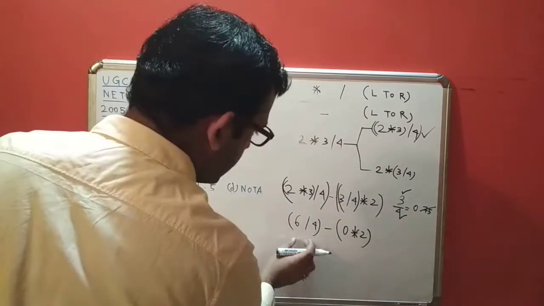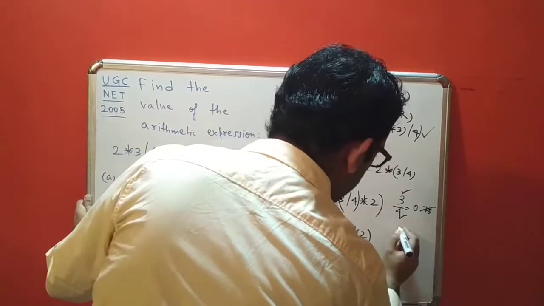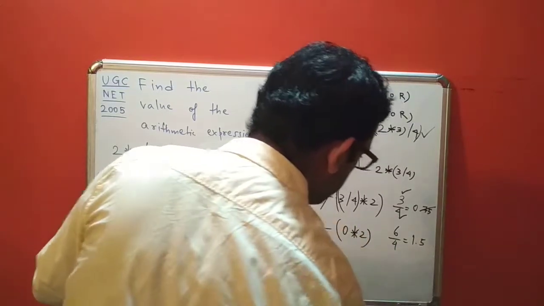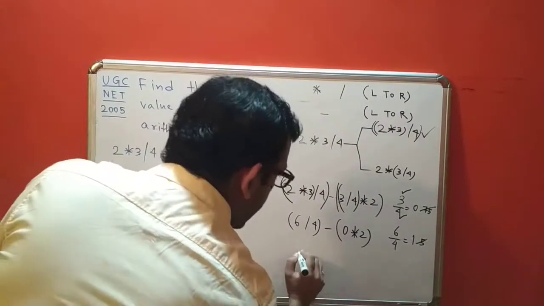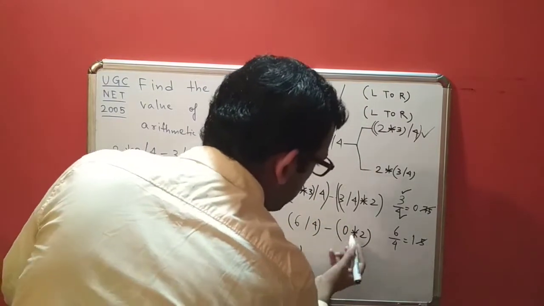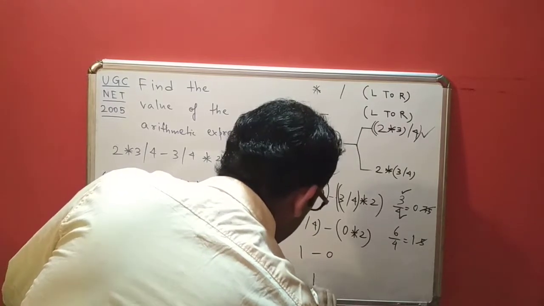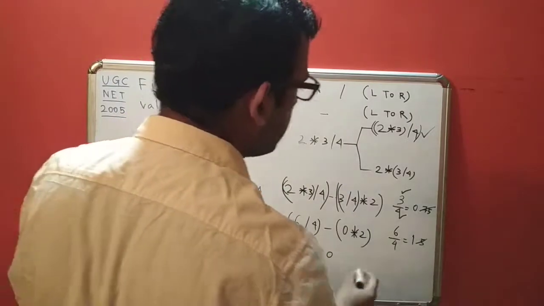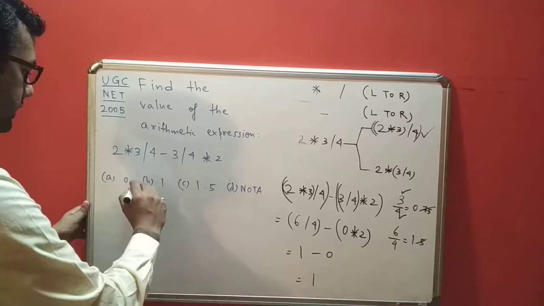Same with this. When it's 6 divided by 4, I'll get 1.5, but I'll neglect the fractional part and I'll be left with 1. And as we all know, anything multiplied by 0 will give us 0. So that's 1 minus 0, giving us a final answer of 1. This is how you would solve such questions. So our correct answer is option B.